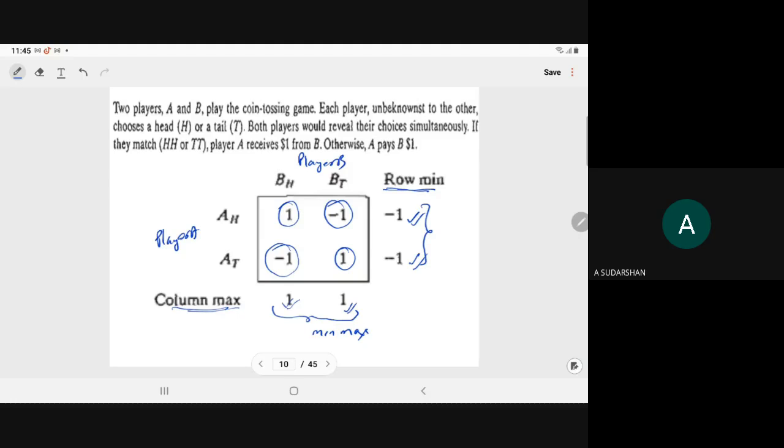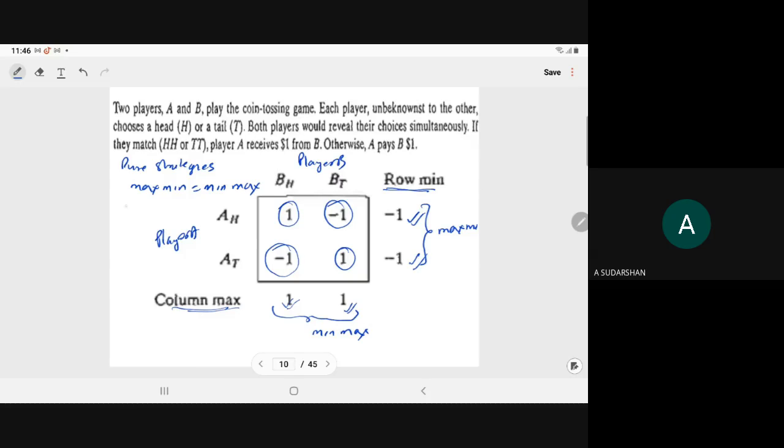It is when we are choosing the best of the worst. So both are the maximum. Here we have the pure strategy problem. Whenever the maximin is equal to the minimax, that is a pure strategy problem. For a pure strategy problem, we should have maximin equal to minimax.